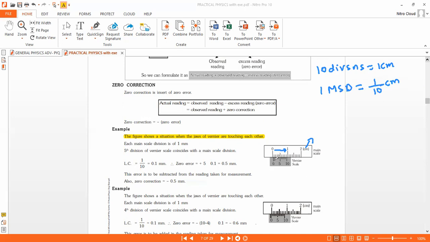See here the first reading. It lies between 0 and 1. And so total reading, we'll consider it as main scale division plus Vernier scale times least count. Here main scale division is 0 centimeter. Vernier coincidence is 5. Least count is 1 by 10 centimeter.